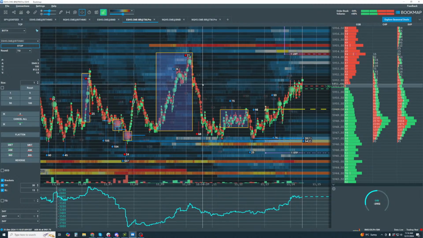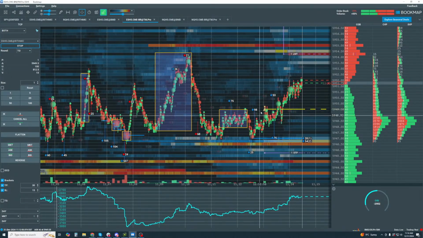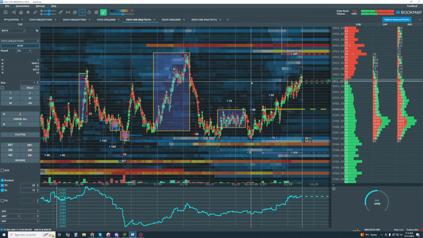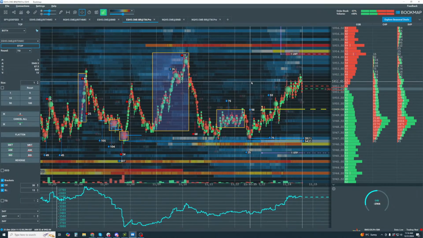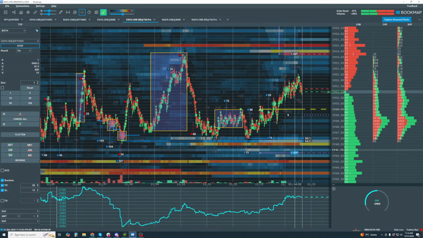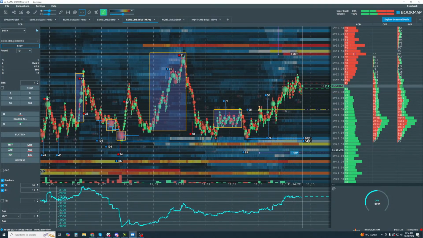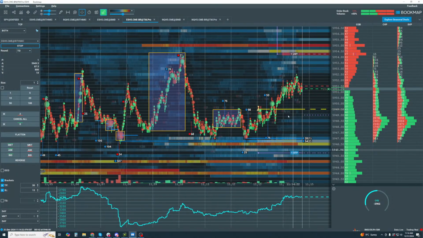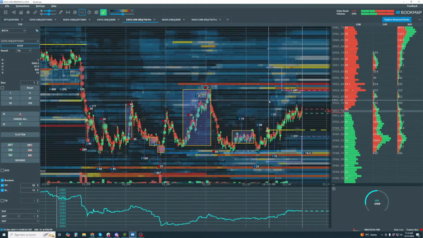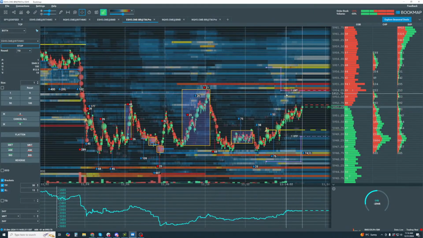I'm still looking for more up into these higher levels here. I'm going to be pretty aggressive on this one. I'm going to move my stop down, to break even. We'll take a small loss on it. I'm going to give it some room.